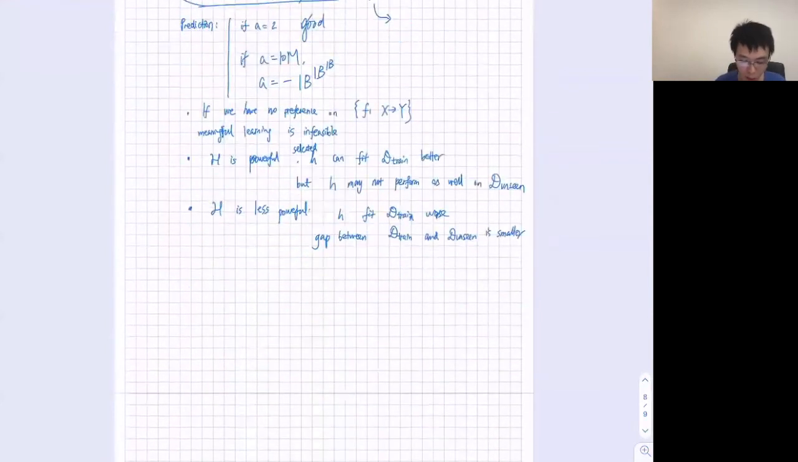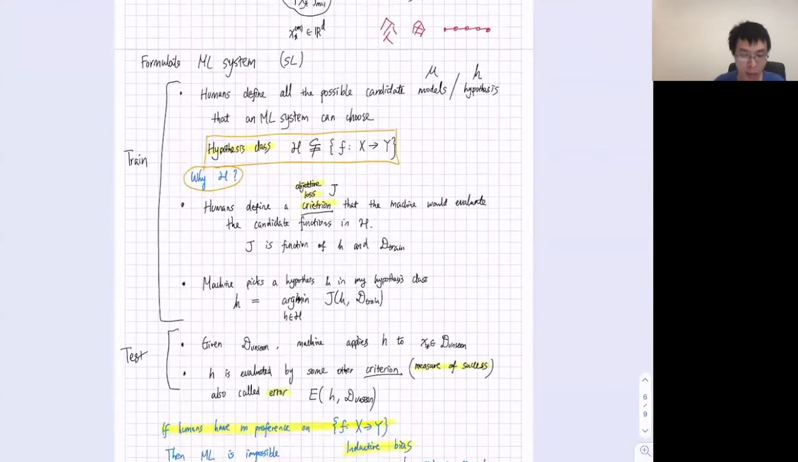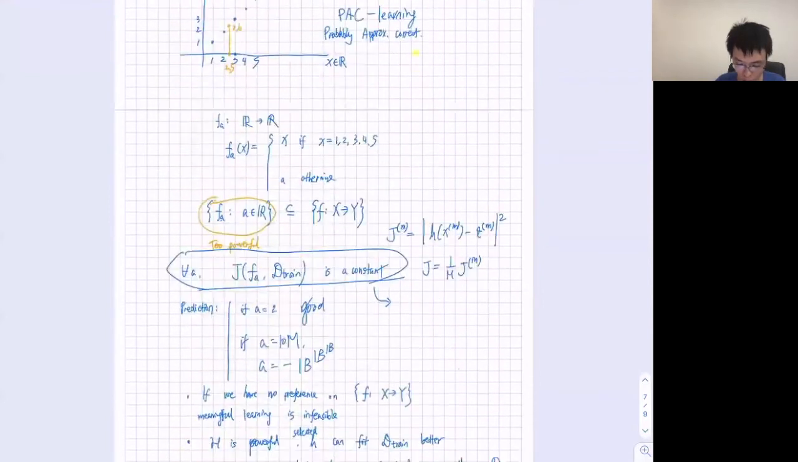Okay, so now we will give an example of this framework.